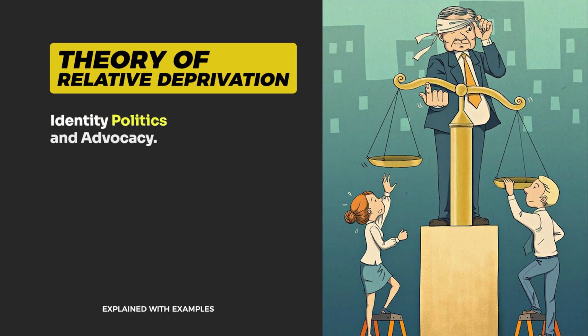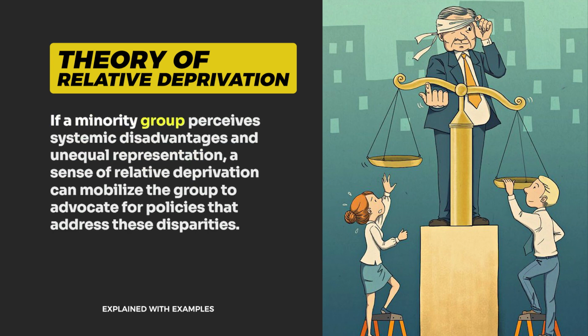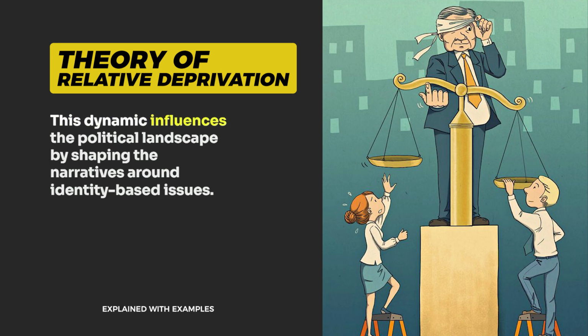Example: identity politics and advocacy. In a politically polarized environment, identity politics often arises. If a minority group perceives systemic disadvantages and unequal representation, a sense of relative deprivation can mobilize the group to advocate for policies that address these disparities. This dynamic influences the political landscape by shaping the narratives around identity-based issues.